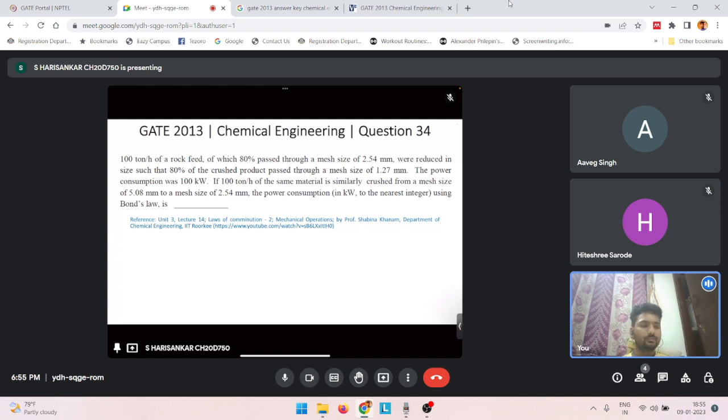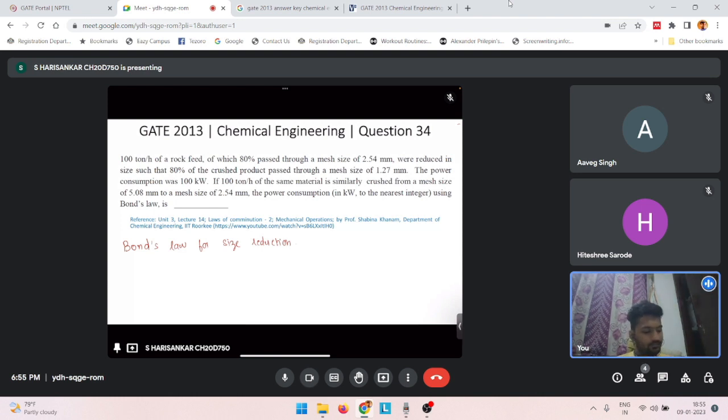So this is a question from size reduction laws in mechanical operations, and the NPTEL lectures can be found in Unit 3, Lecture 14, Laws of Comminution, Mechanical Operations by Professor Shabina Khanam, Department of Chemical Engineering, IIT Roorkee. So here they are following Bond's law for size reduction.